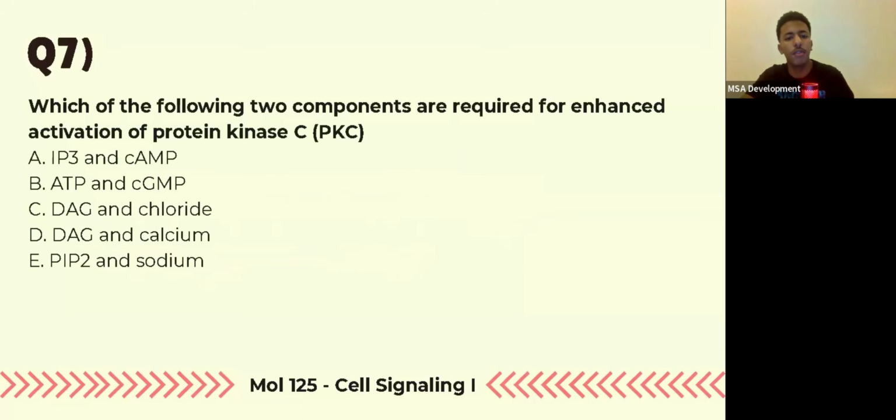Question 7. Which of the following two components are required for enhanced activation of protein kinase C? We did mention this. You should go. All the options are wrong except, it's this one. It's D. The correct answer is D. Because we said, there is no DAG and IP3 option. However, if there was a DAG and IP3 option, it would still be incorrect, because only calcium and DAG directly activate protein kinase C.